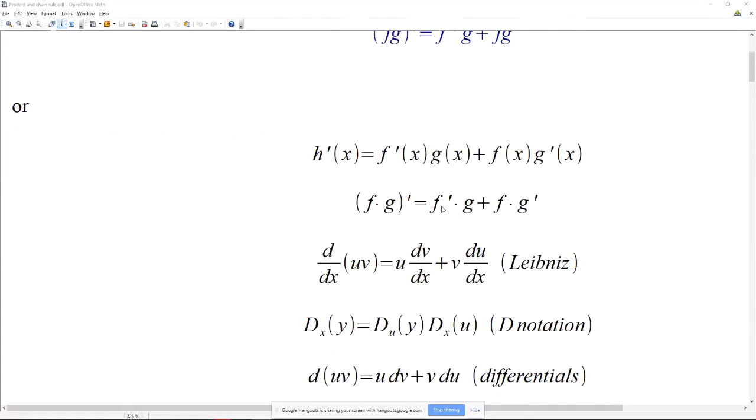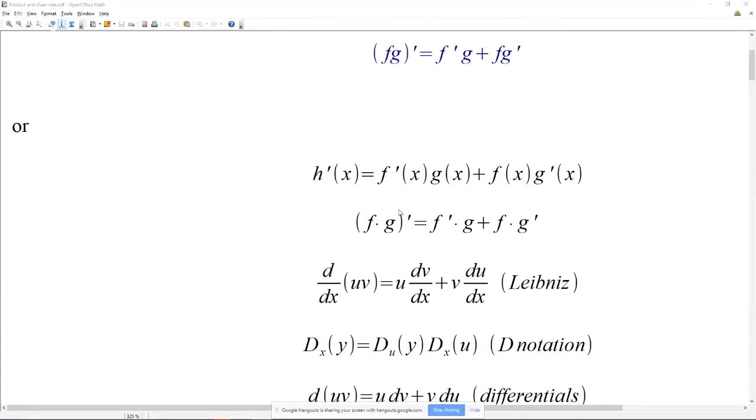Another way would be with the dot product. It's not a dot product, it's a multiplication symbol. But in vector, this means a dot product, so that's why I said dot product. But this is again the same thing as this. This is just called implicit multiplication, or you might have heard it as implicit multiplication by juxtaposition. This is explicit multiplication, same thing.